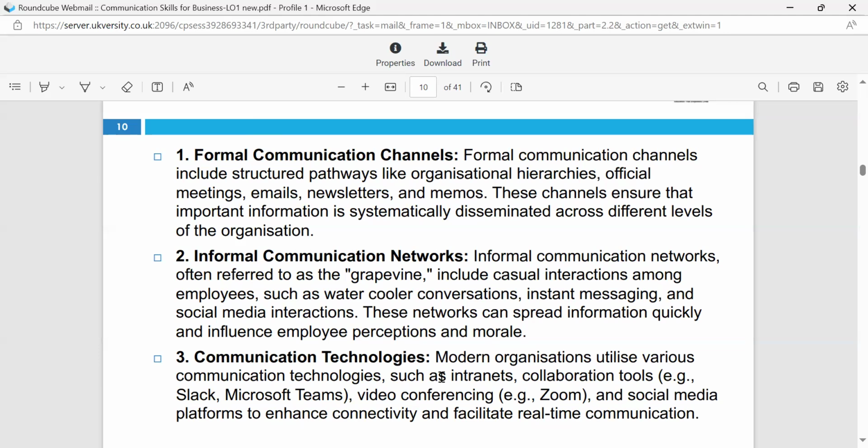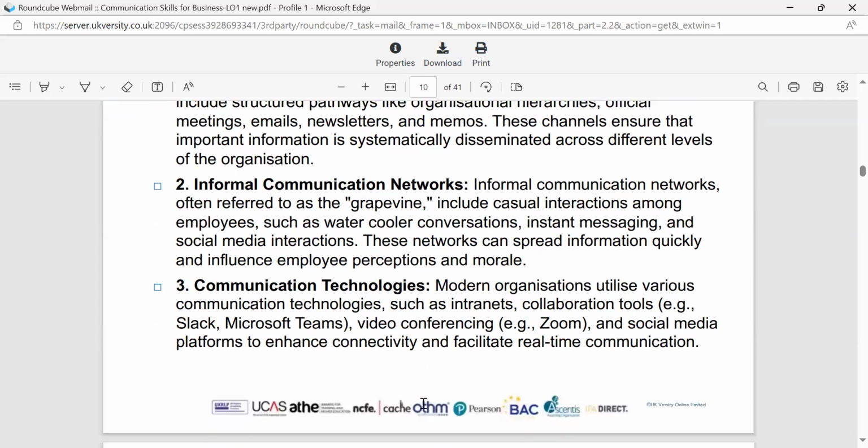Communication technology refers to equipment. Professionals in communication technology fields specialize in development, and you may use that form of communication within your organization to have meetings or appraisals, or you may have an intranet where you find all the tools, and Microsoft Teams. So this is communication technology.